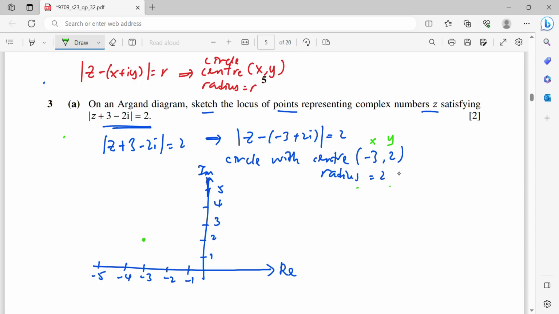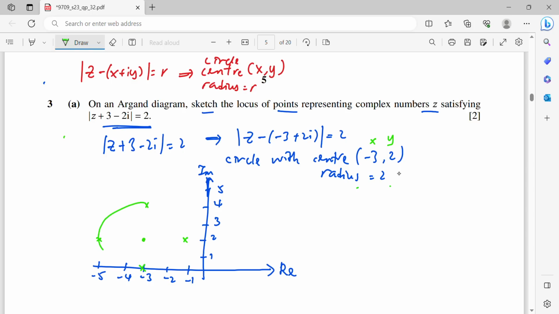And then the radius is 2, which means it will be 2 units from minus 3 horizontally. So it will be at minus 1. And then it will be 2 units from the right side. And then now you have to add 2 more values. Okay, so the y coordinate is 2, so 2 plus 2, it will be 4. Then go down 2 units. So the circle will be passing through the cross.